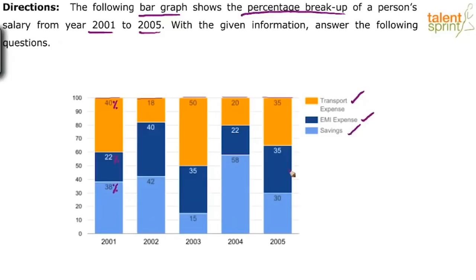Like in 2004, he spent 20% of his salary on transport expenses, 22% on EMI, and the rest, which is 58%, were his savings. And so is the case for the remaining years as well. So it is very simple data. All we can find out from this is the percentage expenditure on a given item, which can be transport or EMI or savings. Alright, let's now look at the questions.